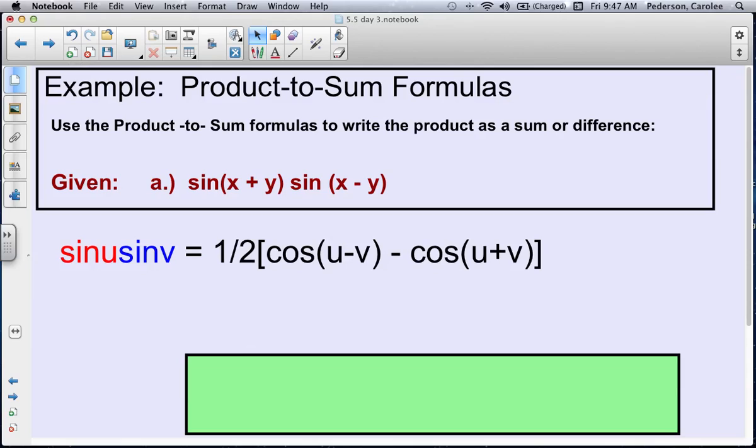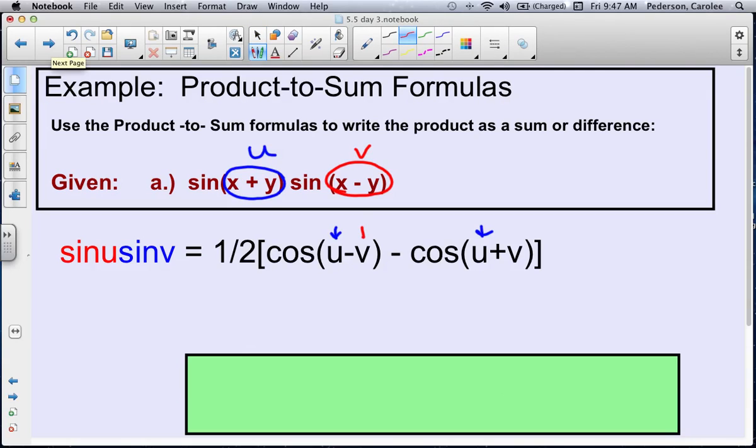So what's our u this time? What's the u? x plus y. Yep. This is my u. It's going to go into here and here. What's my v? x minus y. And it's going to go into there and there. A little bit more simplifying we have to do this time because it's not just a straight 120 degrees anymore. We have some variables going on there.